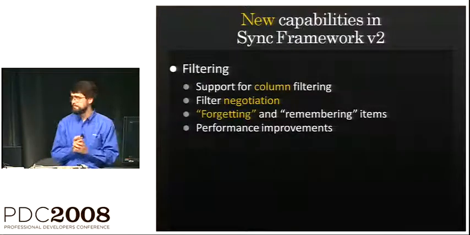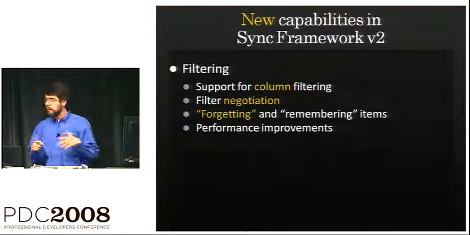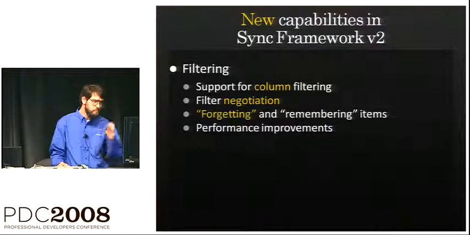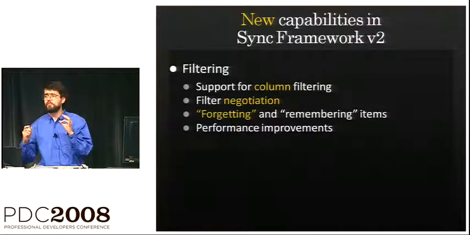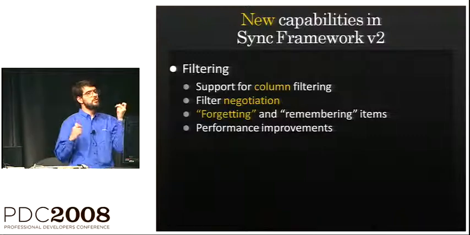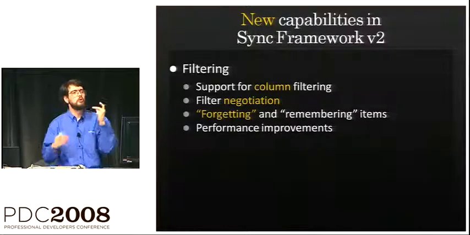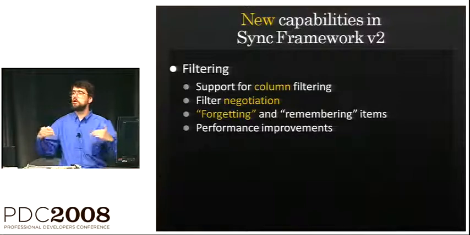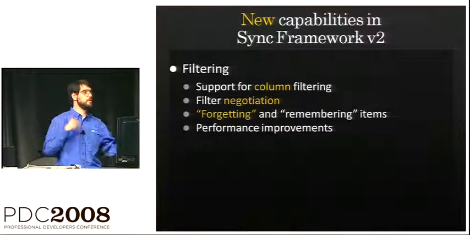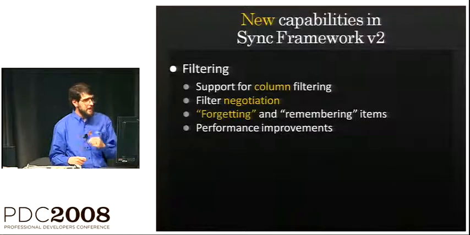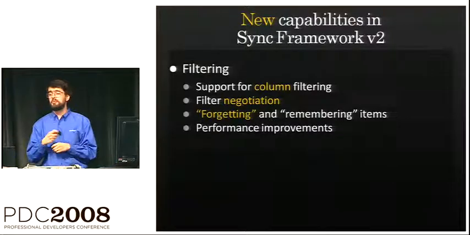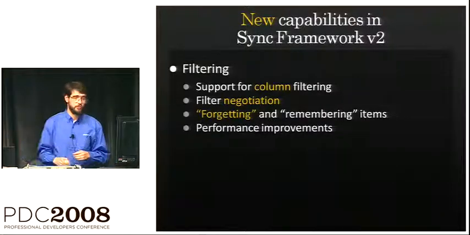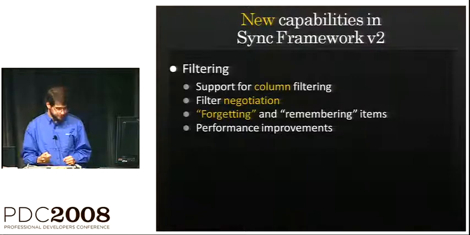The first is filtering. While filtering was supported by Sync Framework in v1, we're adding support for column filtering, which is where a provider chooses to keep only a portion, only some of the columns of the item. We support filter negotiation, which allows providers to determine which filter the other provider wants to use, as well as more sophisticated concepts such as providers forgetting and remembering items. I'll talk a little bit about this later on.